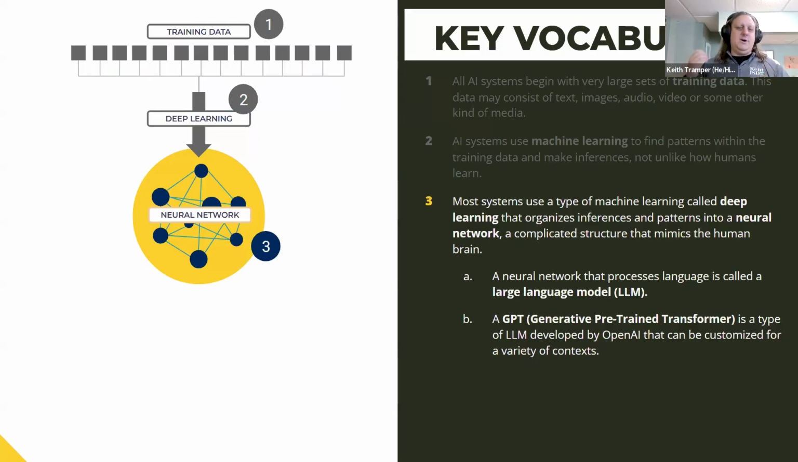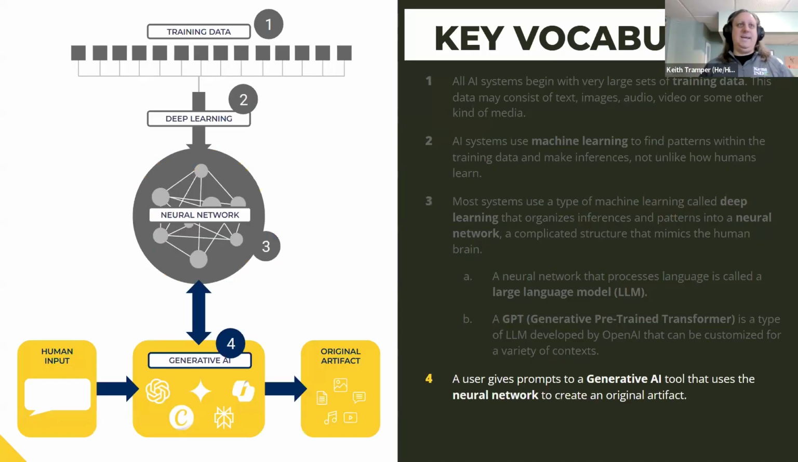And a neural network is taking all those patterns and making connections between them all, and it mimics our neurons in our brain. So they call it a neural network. Okay? This is essentially the model. If you hear the word AI model, that's what they're talking about.